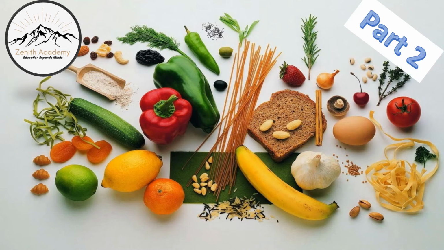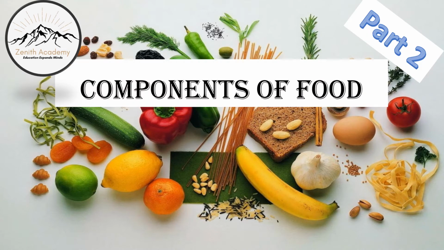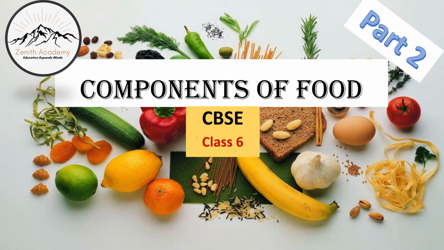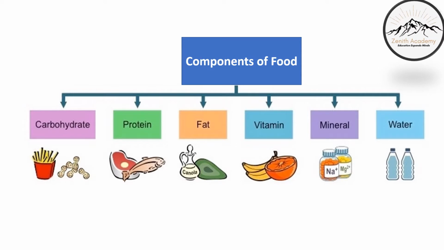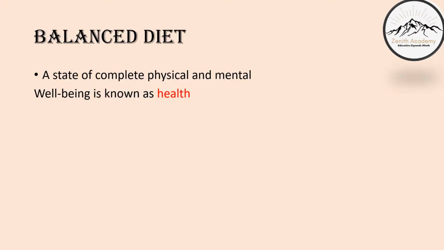Today we are doing part 2 of the chapter Components of Food for CBSE class 6. In our last video we studied about different components of food like carbohydrates, proteins, fats, vitamins, minerals, water and roughage. In this video, we'll be talking about balanced diet and what are the deficiency diseases caused.